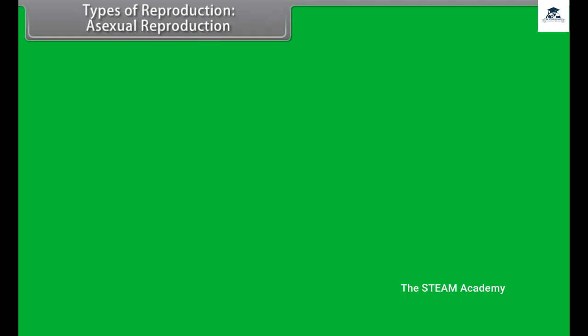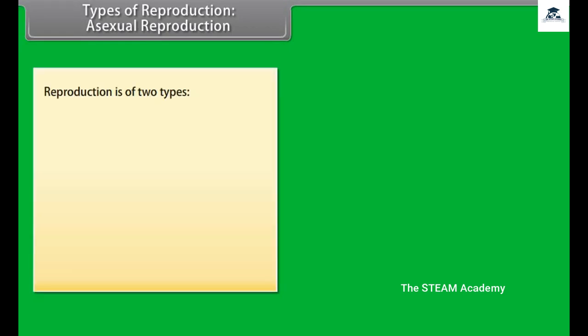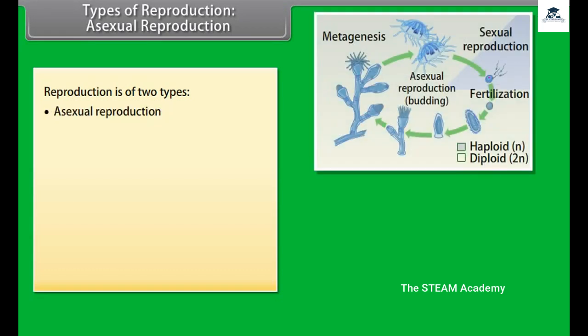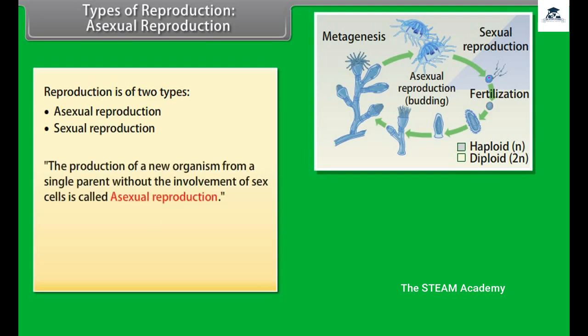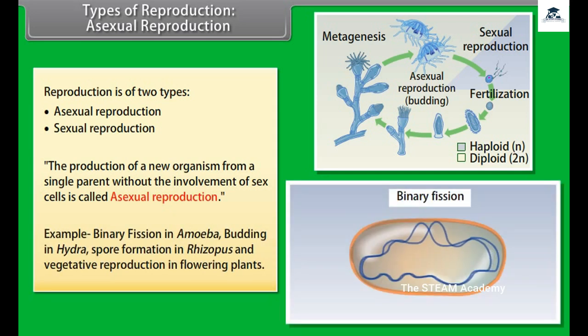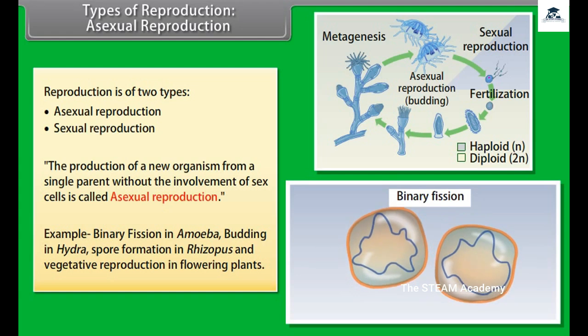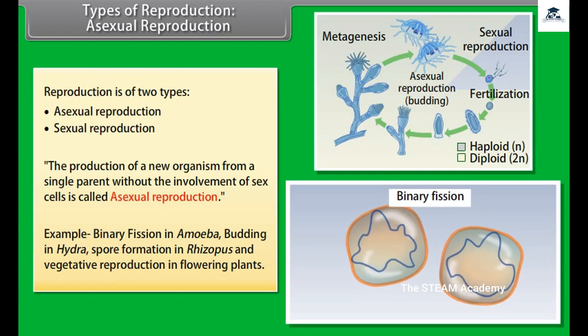Types of reproduction. Reproduction is of 2 types: asexual reproduction and sexual reproduction. The production of a new organism from a single parent without the involvement of sex cells is called asexual reproduction. Examples: binary fission in amoeba, budding in hydra, spore formation in rhizopus, and vegetative reproduction in flowering plants.